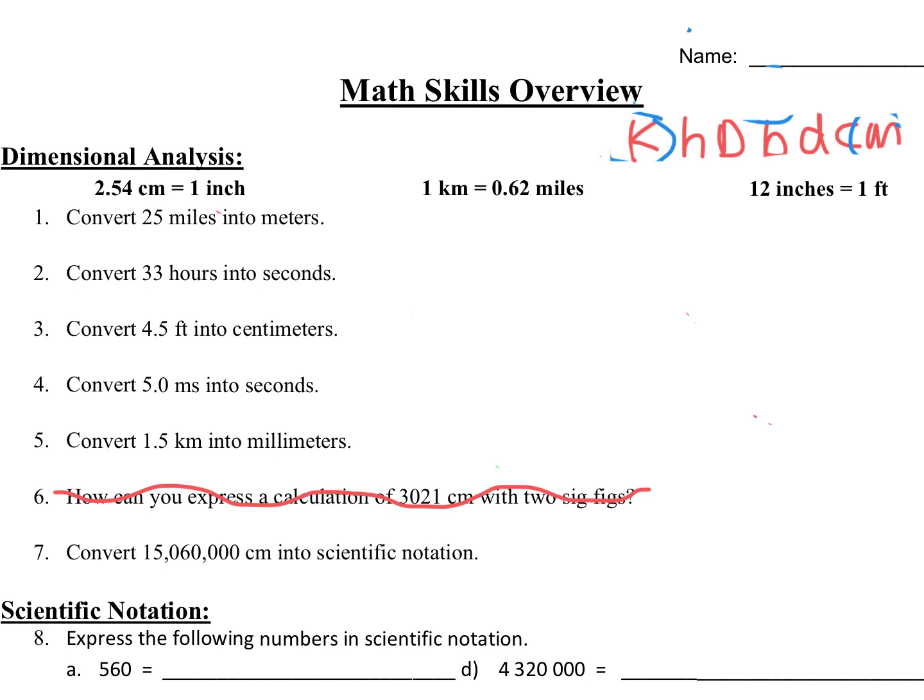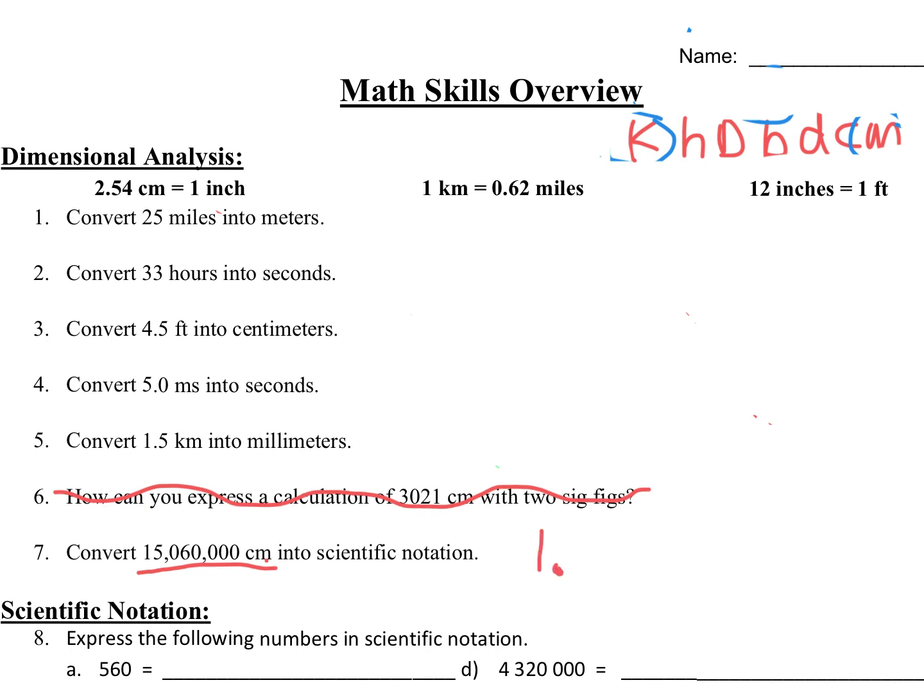So let's go to number 7. I'm going to take this 15,060,000 centimeters, and I want to put it in scientific notation. Okay, remember in scientific notation, you have to take the first actual digit that isn't 0, that's all the way to the left.